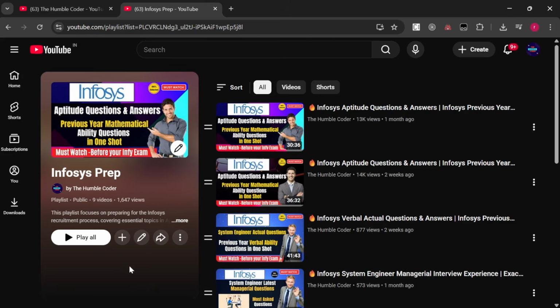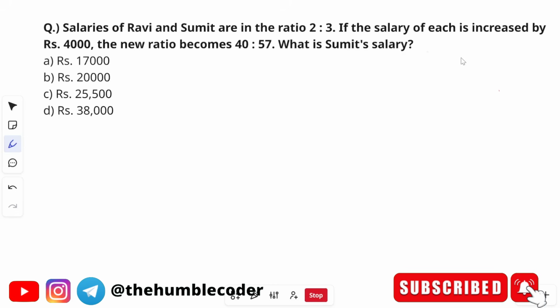So guys, let's get started with the first question. Let's look at this question. Salaries of Ravi and Sumit are in the ratio 2:3. If the salary of each is increased by rupees 4,000, the new ratio becomes 40:57. What is Sumit's salary? This is a very easy question. We have also solved this previously. Let's see how we will solve it.